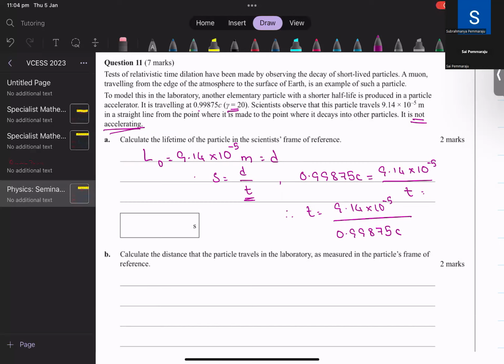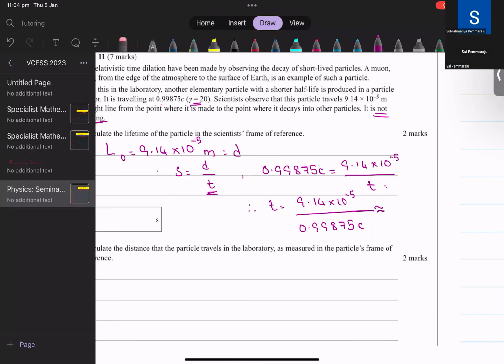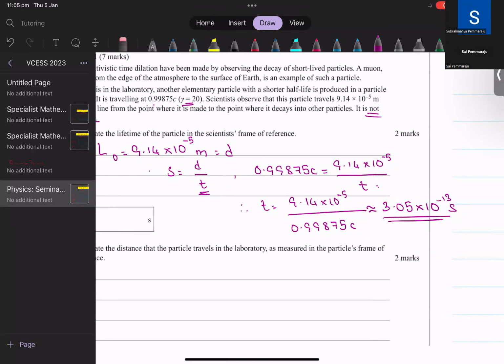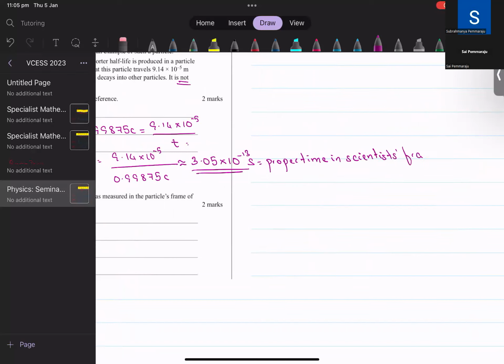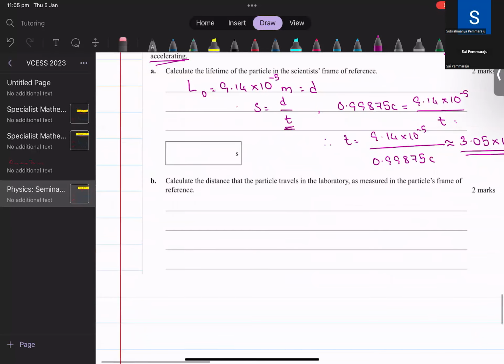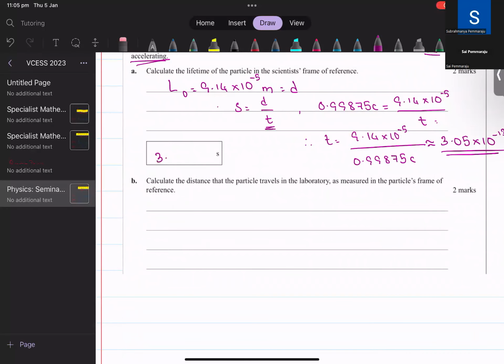Feel free to whip out a calculator and plug and chug this. What do we get? It is approximately 3.05 by 10 to the minus 13 seconds. That's fine. That's our proper time as measured by the scientists, so this is our proper time in the scientist's frame. Gosh, my handwriting's bad today. Because we're doing a VCE exam, we have to write the answer in the box, otherwise they don't look at it.